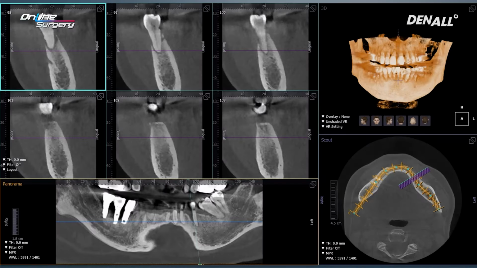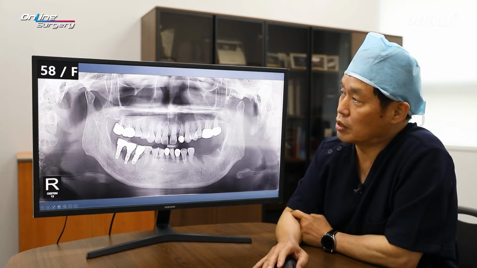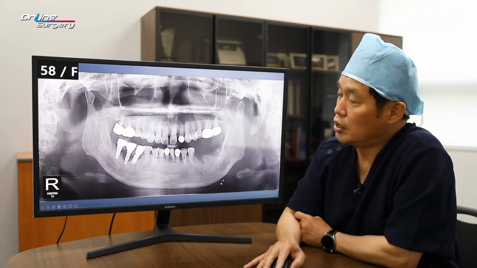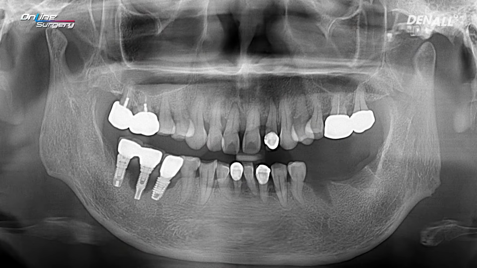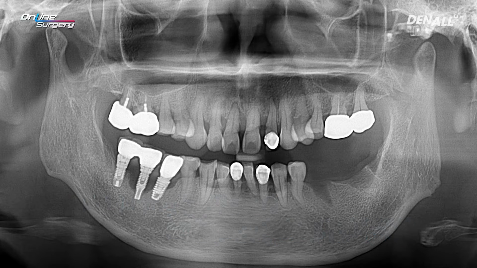Looking at CT number 5, alveolar bone has been resorbed significantly. In number 6, it was missing. Number 7, it is tilted mesially, and there's a lot of alveolar bone loss. The patient was in great pain, and at initial visit, extraction was done. In the lower left posterior area, apart from number 6, which was already missing, number 5, number 7, which was tilted, and wisdom tooth was extracted.